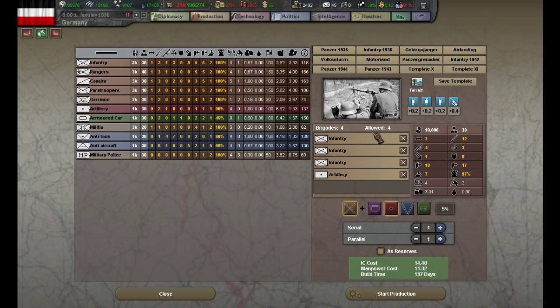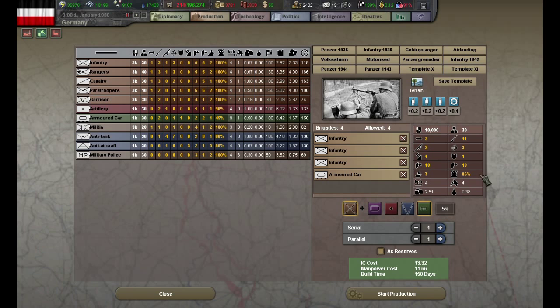Or what we could do, instead of slapping an artillery unit on there, is slap an armored car regiment on here. You see, it gives the same soft attack bonus, but it also gives a piercing attack and a unit of armor to this regiment.